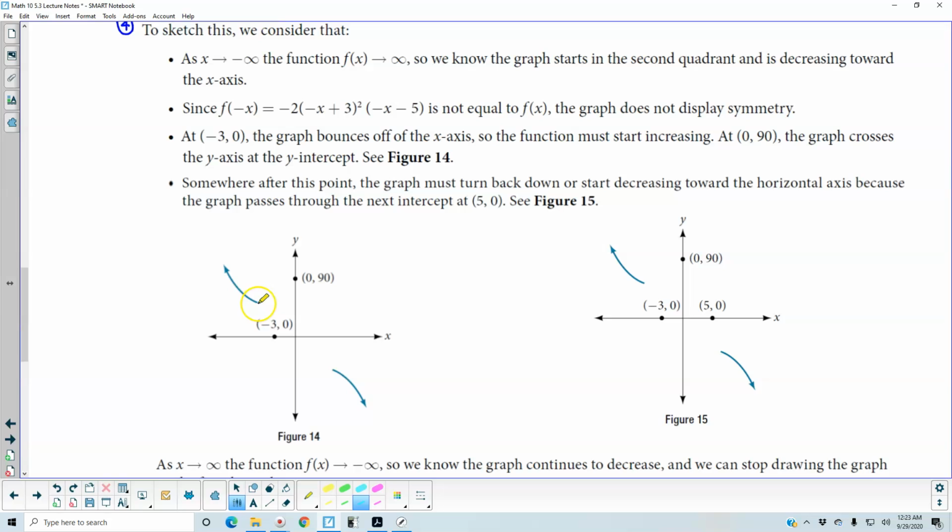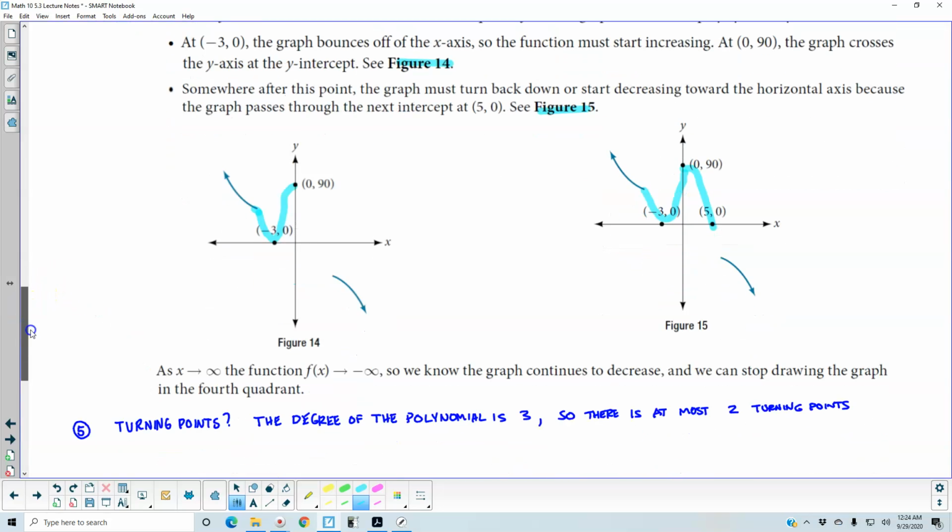Again, this graph isn't going to be exact, but we know it's going to come down towards this direction. It's going to bounce back up and go towards the y-intercept, in figure 14. And then in figure 15, we're going to come down here, bounce off of that x-intercept, and then come back up here and go through the next intercept, which is (5, 0), because as x approaches positive infinity, we know the function is going towards negative infinity.